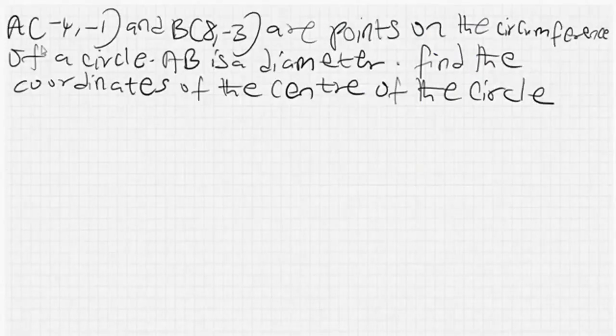It says coordinates A, we have it to be this, and coordinates B, we have it to be this, are points on the circumference of a circle. AB is the diameter. Find the coordinates of the center of the circle. Okay, so feel free to pause this video and see if you can find the midpoint, the center of the circle. Okay, let's do it together.